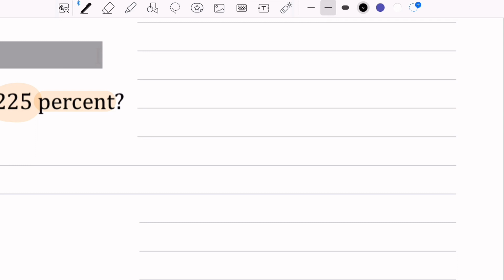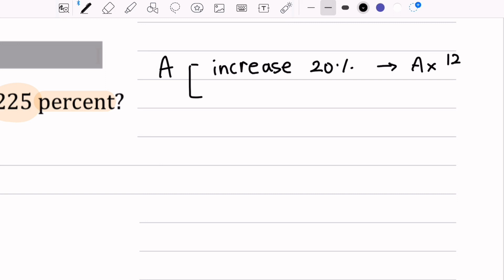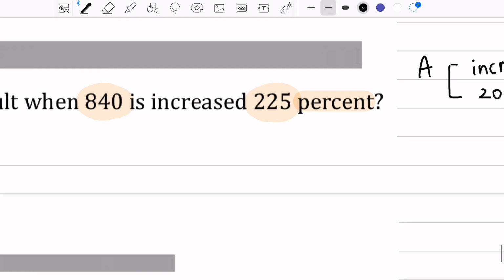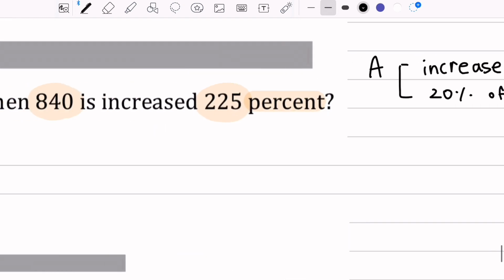Let's say there is a number A, and it is increased by 20%. Then it would be A times 120 over 100. But if it says just A, and what is 20% of it? Then it would be just A times 20 over 100. This is the same for this question.